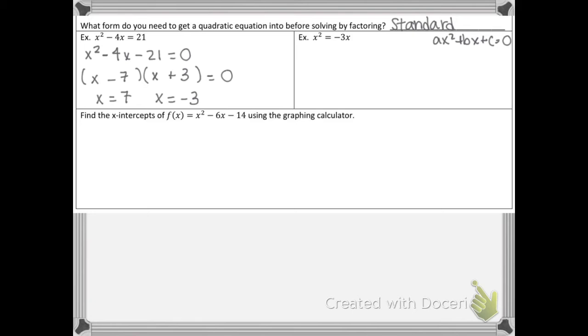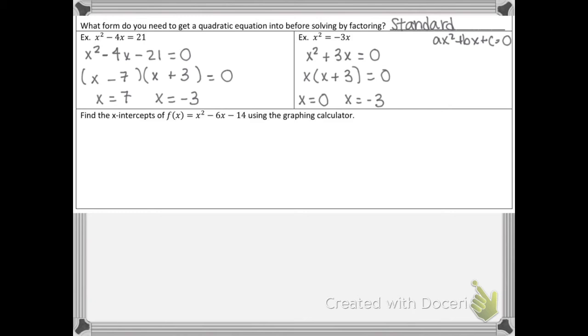Next one is not in standard form, so we need to move that 3x to the left first, and then factor out the greatest common factor. Again, we set each factor equal to 0, so setting x equals 0. When we take the next one and set it equal to 0, x plus 3 would equal 0, so x would equal negative 3.